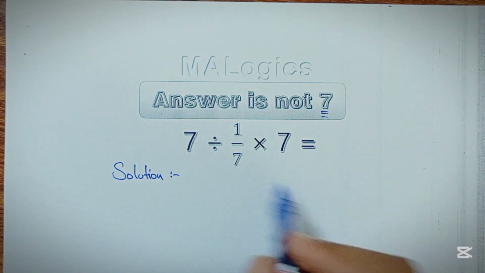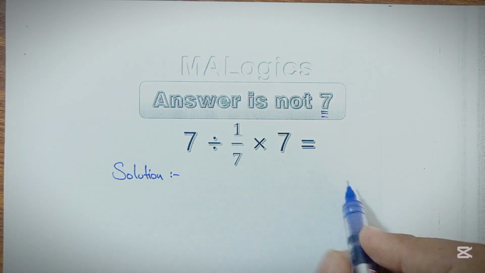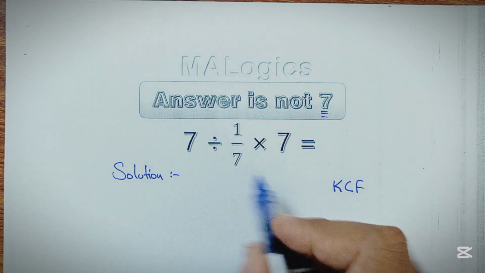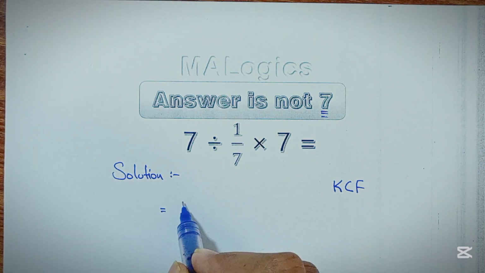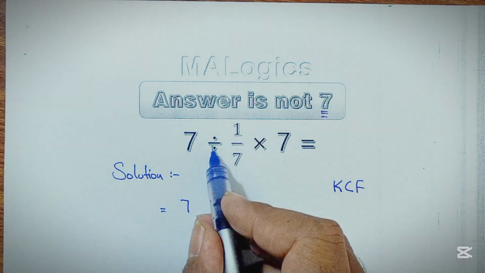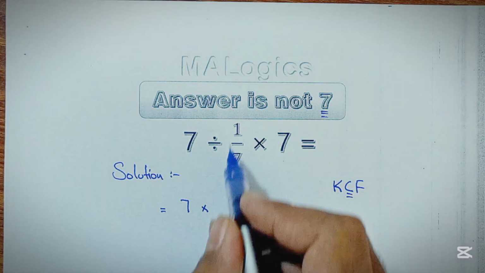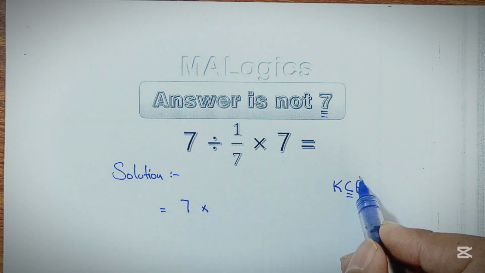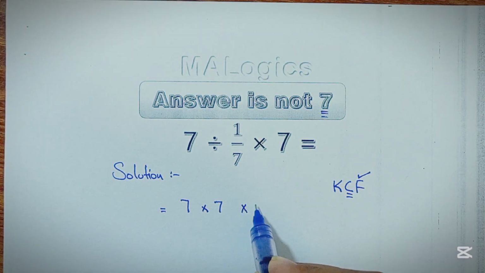Friends, here we have two operations. One is division and the second is multiplication. If you know the KCF rule for this type of problem, we keep the first fraction as it is, so write this 7 as it is, change the sign from division to multiplication. Lastly, flip the second fraction, like that transform this 1 over 7 into simple 7, and this times 7.